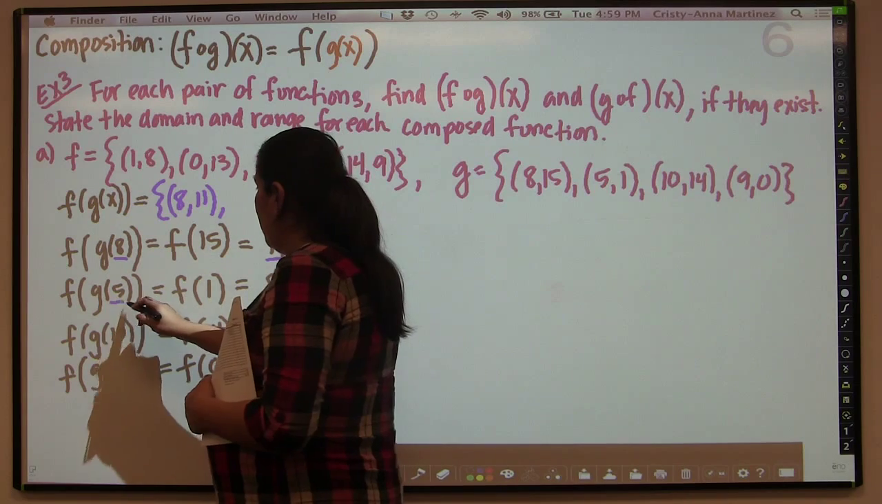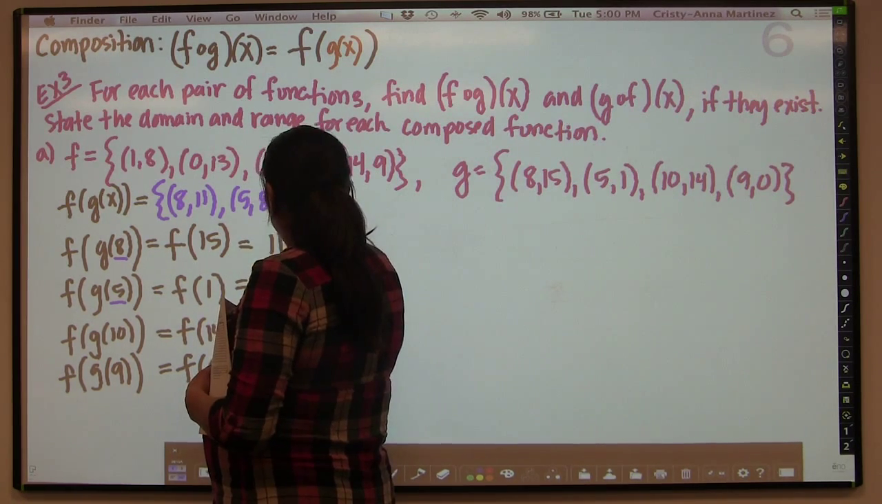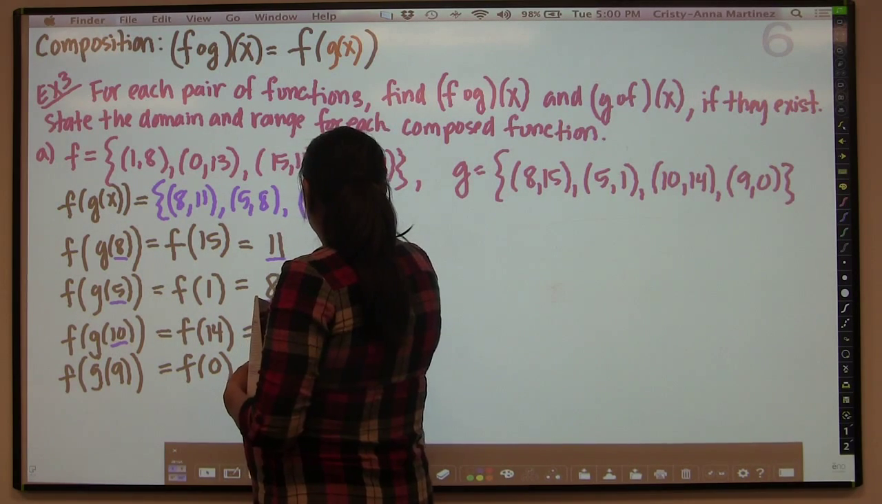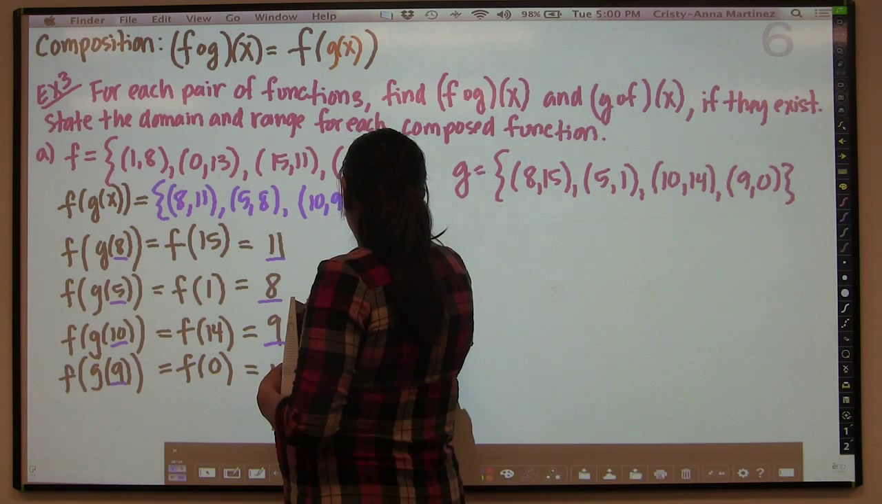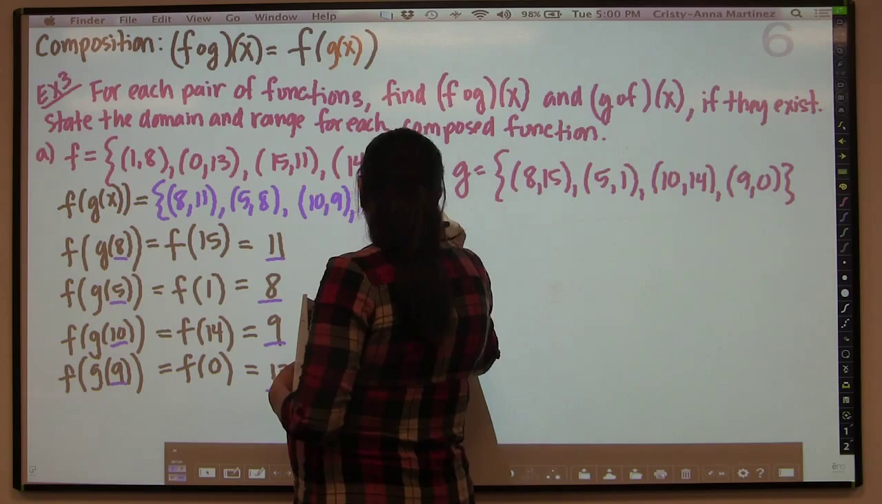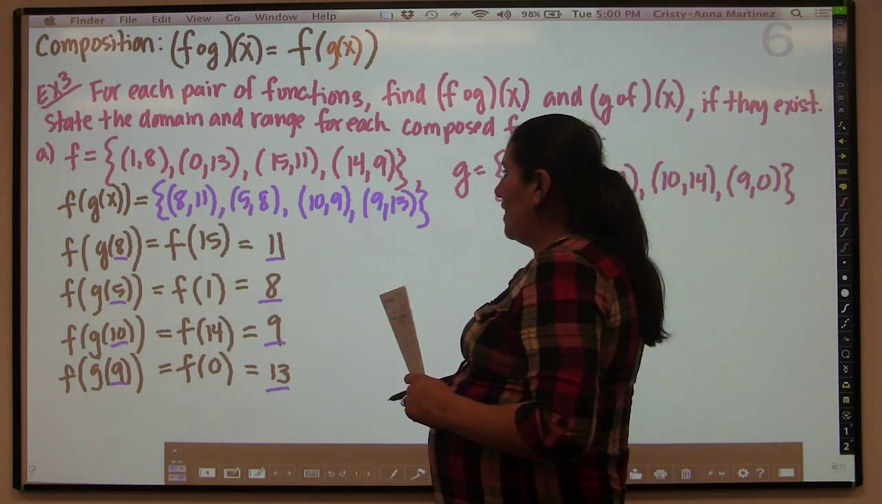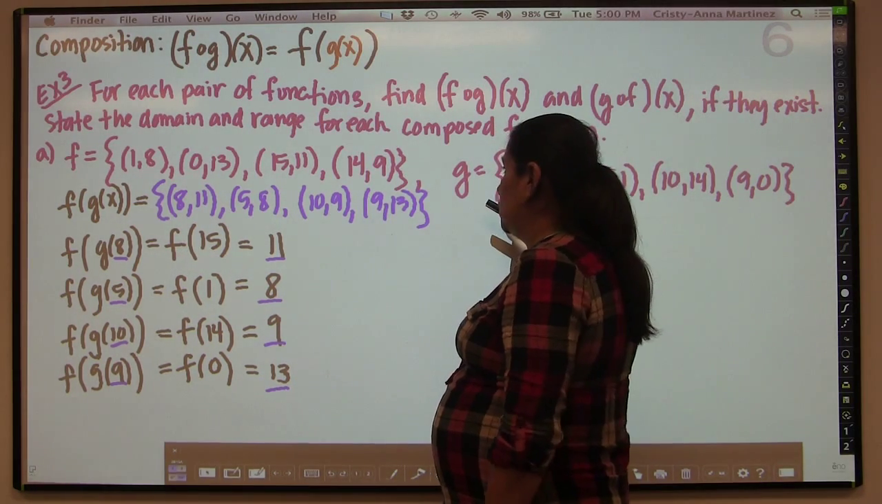And it's going to be 5, 8. We're also going to have 10 and 9. And then we're going to have 9 and 13. Okay? So those ordered pairs are what make up the f of g of x function, which are a little bit different than what you have in f and g.